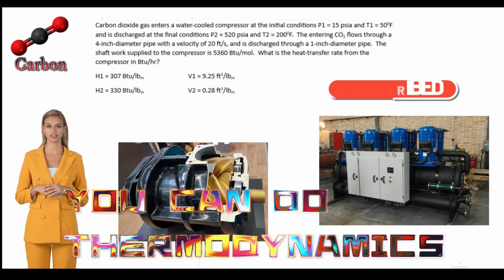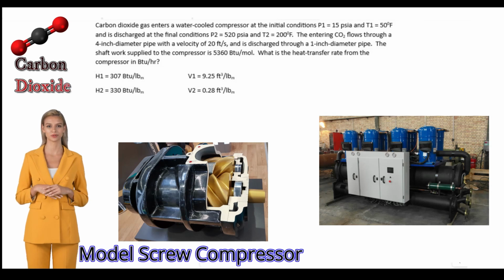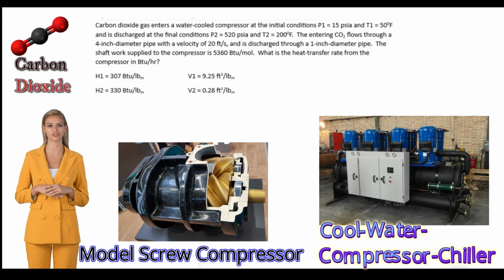The entering carbon dioxide flows through a 4-inch diameter pipe with a velocity of 20 feet per second, and is discharged through a 1-inch diameter pipe. The shaft work supplied to the compressor is 5,360 British thermal units per mole.